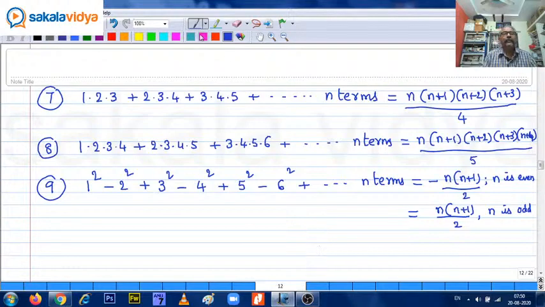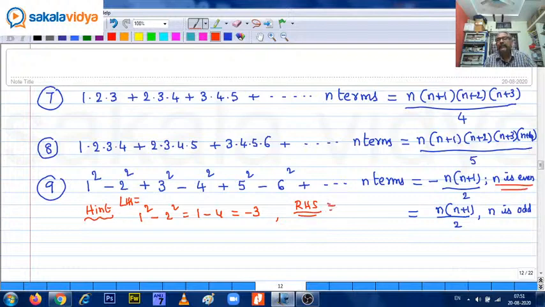Somebody gave the suggestion of the trial and error method. Here also we can observe the trial and error method. See the hint. Take the first two terms: 1 square minus 2 square. 1 minus 4 is minus 3. This is the left hand side, and this will be the RHS.